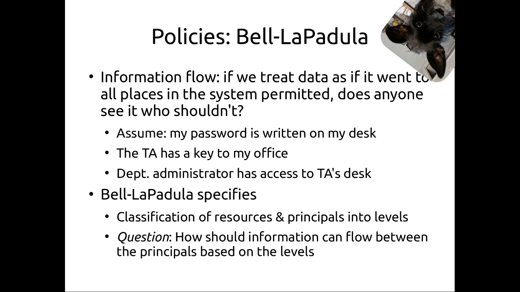Okay, if we look at the information flow of the system, we see that my password is on my desk. The TA has a key to my office. My office encapsulates my desk, so therefore my desk with my password can be accessed by the TA. The information of my password can flow to the TA, the principal TA. The TA has access to their own desk, so that information could pass to any of the documents on their desk, for instance, if they wrote it down. The department administrator has access to their desk, therefore the information on my password could flow to the department administrator.